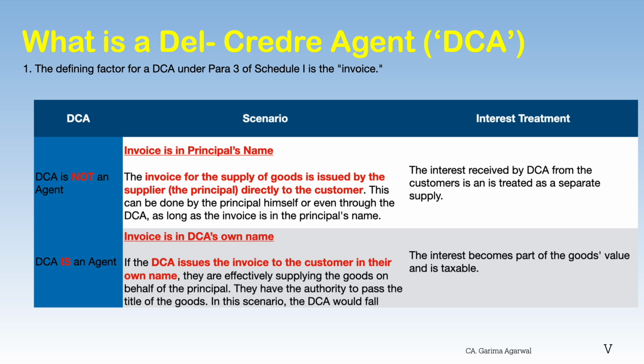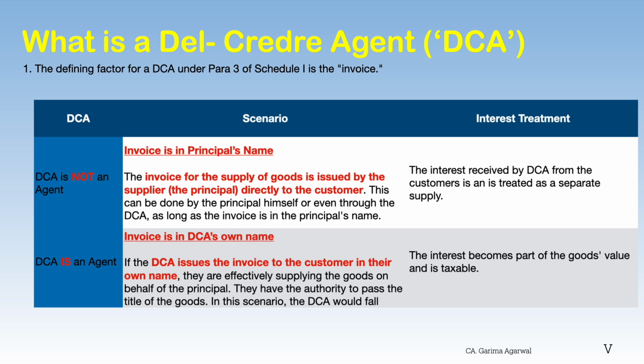We have to follow the basics. That is, always follow the invoice. So scenario 1, the invoice for the supply of goods is issued by the supplier, that is the principal, directly to the customers. So there is no agent coming in the invoicing flow.